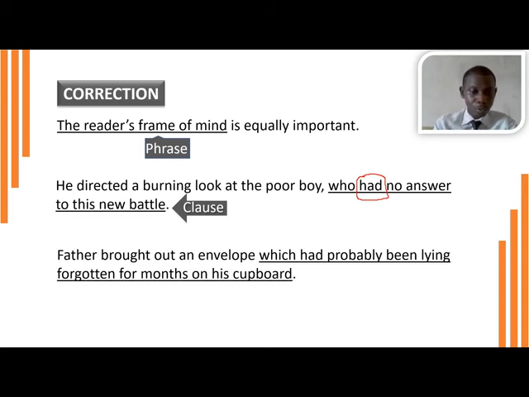So let's move on. Father brought out an envelope which had probably been lying forgotten for months on his cupboard. I think we have the same situation. Which had probably been lying. Which had been lying. Of course, had here has made it that. So this is also a clause just like the previous one.